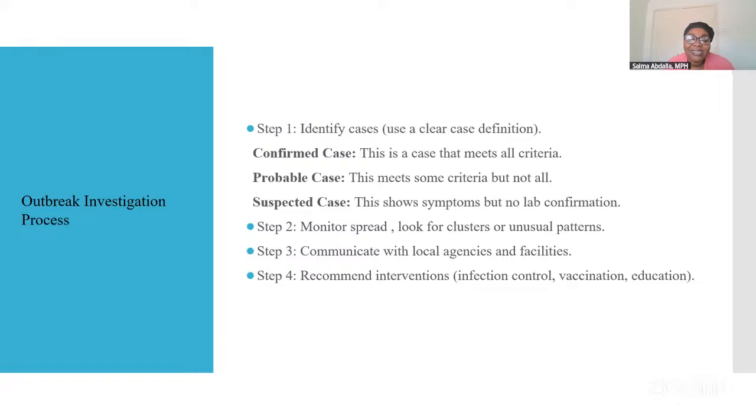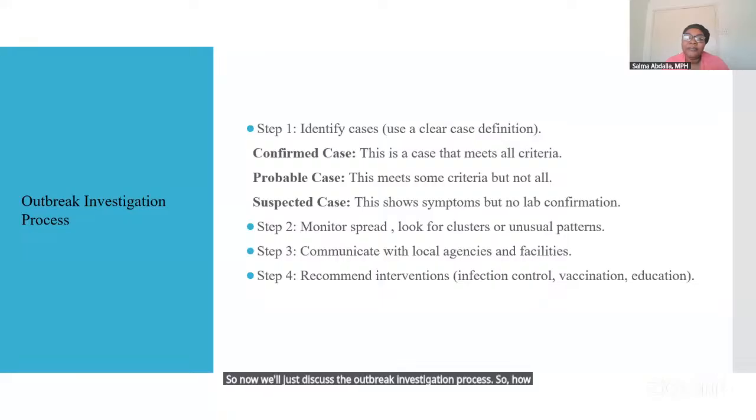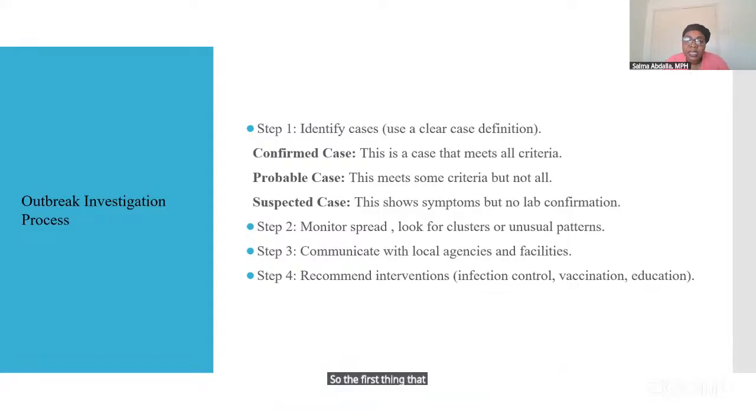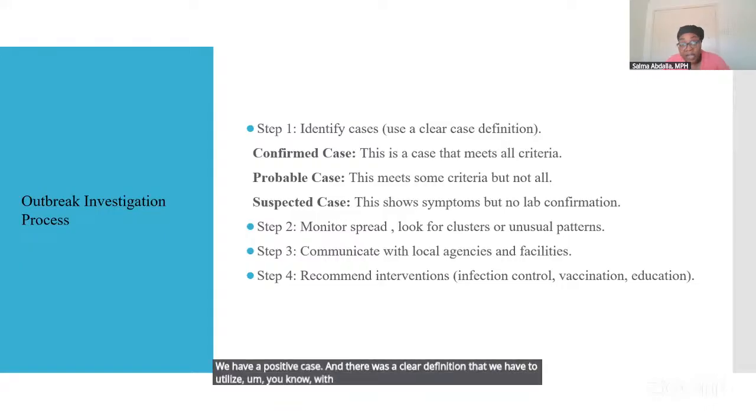So now we'll discuss the outbreak investigation process. How do we do an outbreak investigation? How does it work? The first thing that happens is identifying cases. This is pretty much what I discussed earlier about the positive case. We have to know that we have a positive case, and there's a clear definition that we have to utilize. A positive case has to be a confirmed positive case.